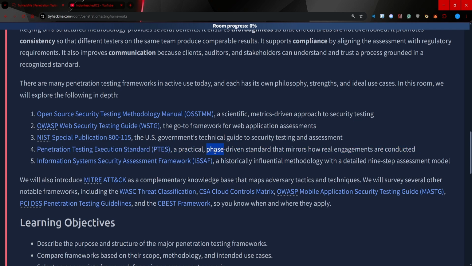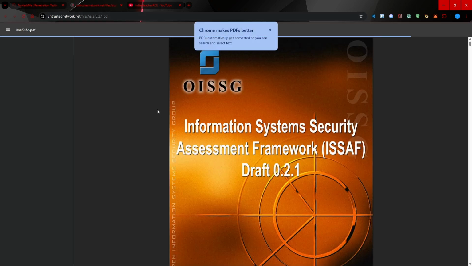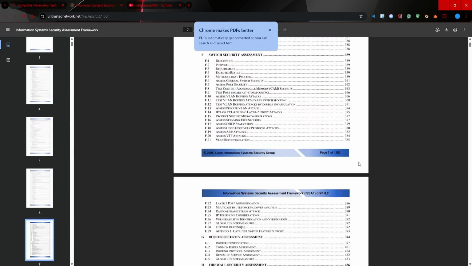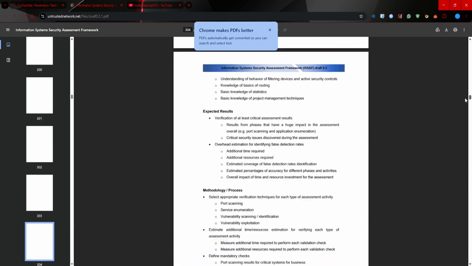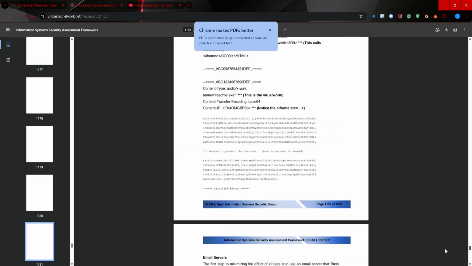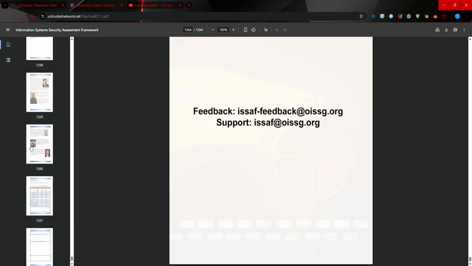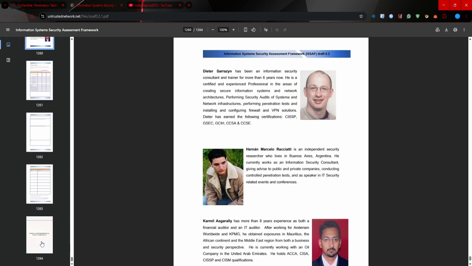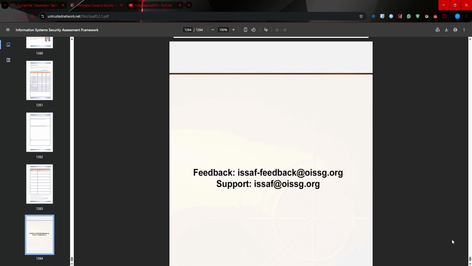Ooh, this is what you guys are looking for, by the way. Information System Security Assessment Framework, ISSAF, a historically influential methodology with a detailed 9-step assessment model. That is crazy. I think we should look at this. Wow, look at that. This is a huge PDF. Whoa, look at that. What the hell? 1200 pages. No, 1264 pages. Oh my god.